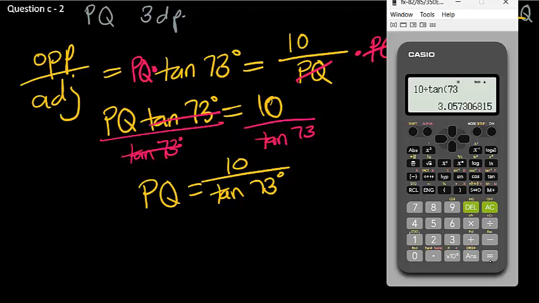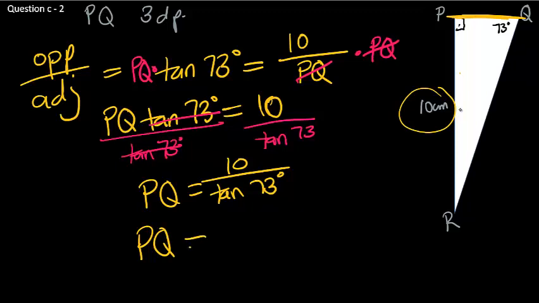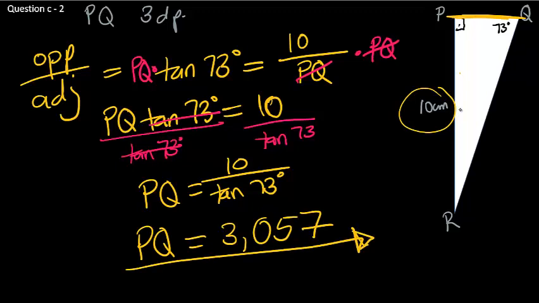3.075306. I want 3 decimal places, so I've got 057, that's 3. The next number is 3. 3 says stay the same. 3.057. PQ is equal to 3.057. Now, notice that when we are rounding off, you need to make sure that your answer is to the correct amount of decimal places. That will affect how your question is marked.